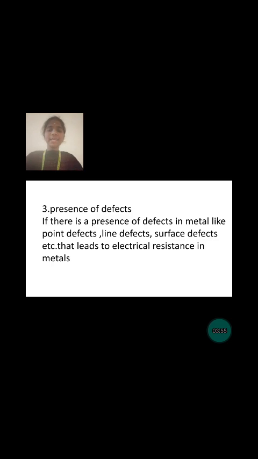The next one is the presence of defects. Defects in a metal are of many types: point defects, line defects, surface defects, etc. That leads to electrical resistance in the metal. The presence of defects is more important in metals. It also leads to electrical resistance in metals.